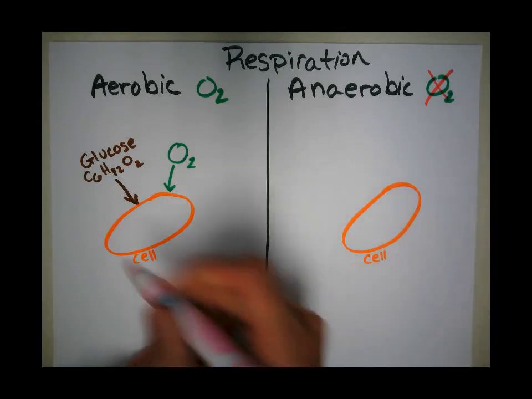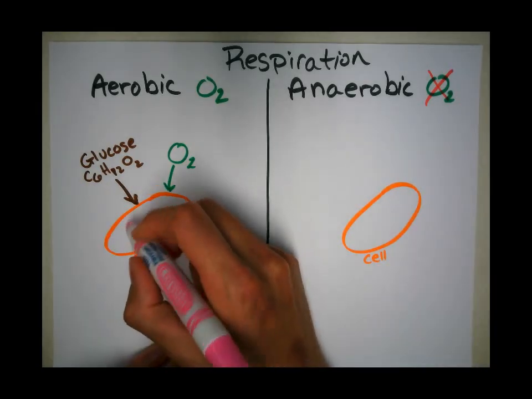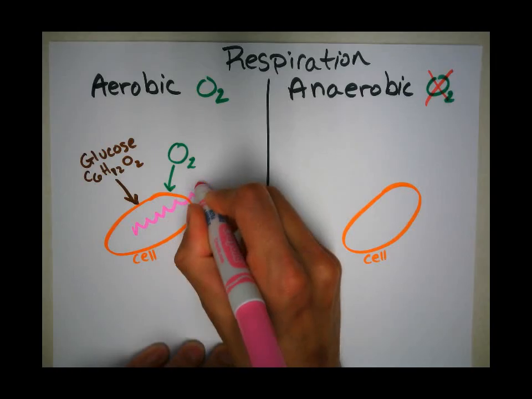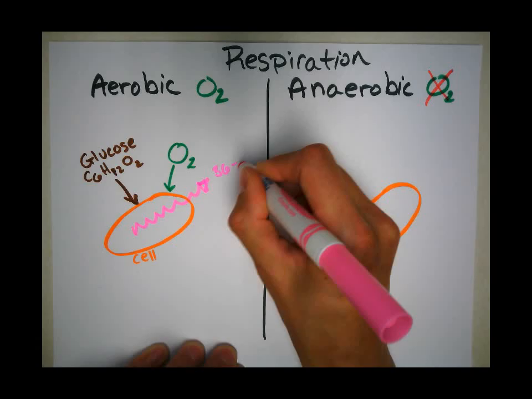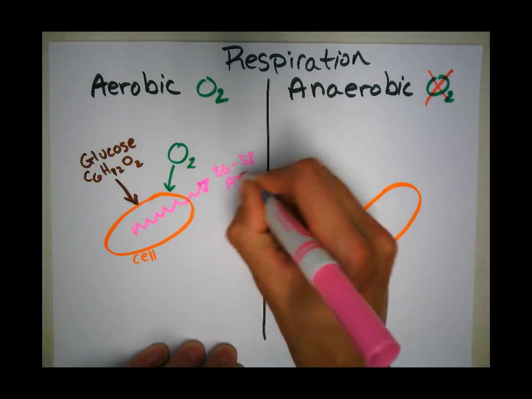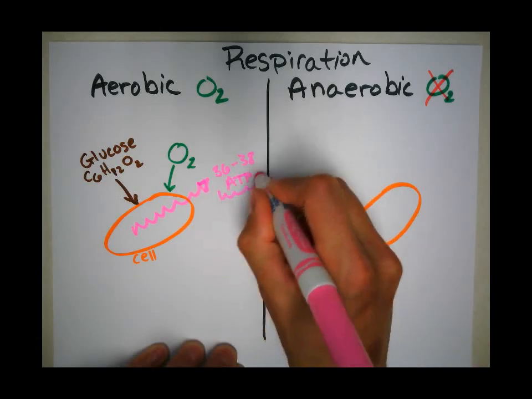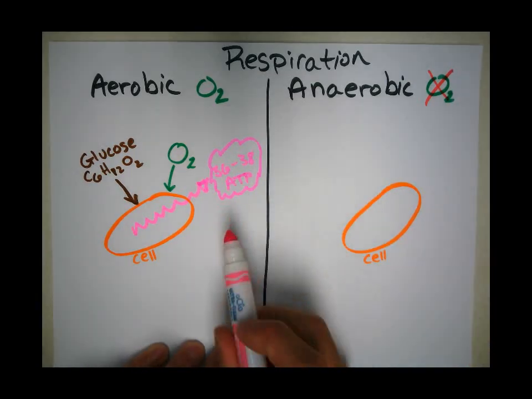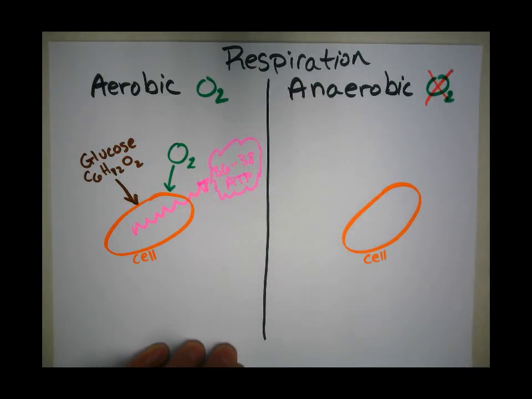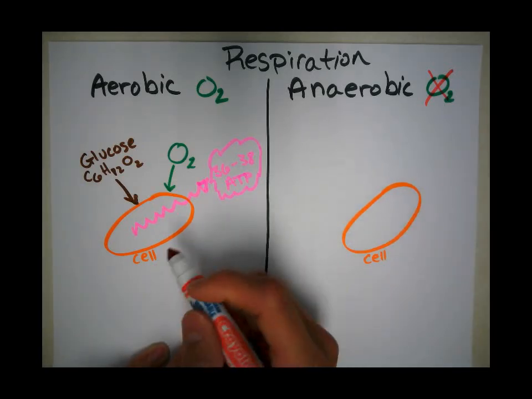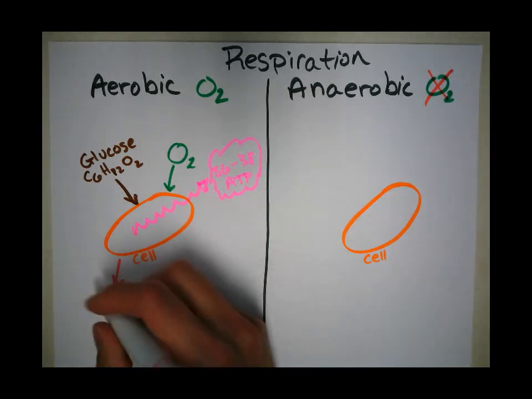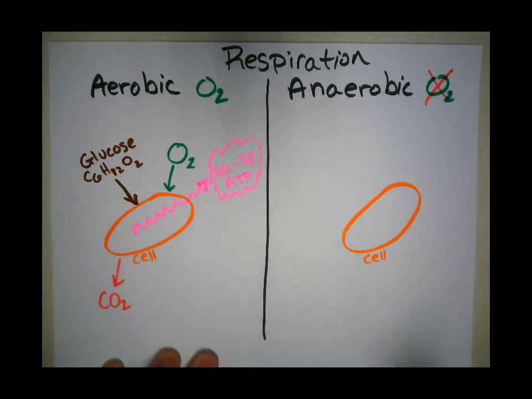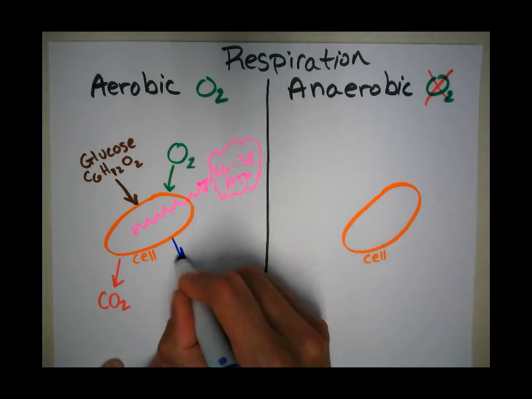With some fancy steps, the cell ends up making 36 to 38 ATP molecules. ATP we can think of as energy. The more ATP you have, the more energy that your cell has available. But with this process comes some gases. In this case, CO2, carbon dioxide, is one form of gas, as well as H2O, what we call metabolic water.